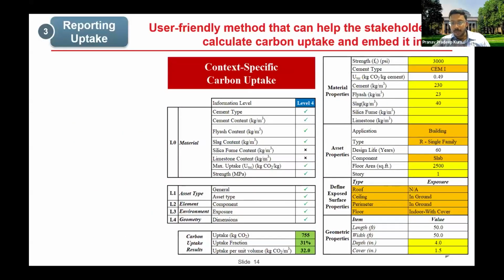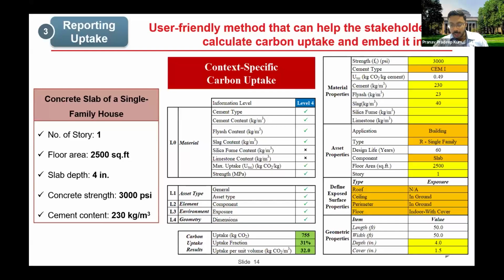So to begin with, let me consider an example here to understand how this methodology is used to calculate the carbon uptake. So as you can see here, the calculation setup uses the information from the database that we develop. And an important point to note here is that this is calculating only the use phase carbon uptake calculation. So the example here that I'm showing on the right side here is for a particular concrete component, which is a concrete grade slab of a single family house with 1 story and the floor area being around 2,500 square feet. The slab being 4 inches thick with a compressive strength of 3,000 PSI and a cement content of 230 kg per meter cube.